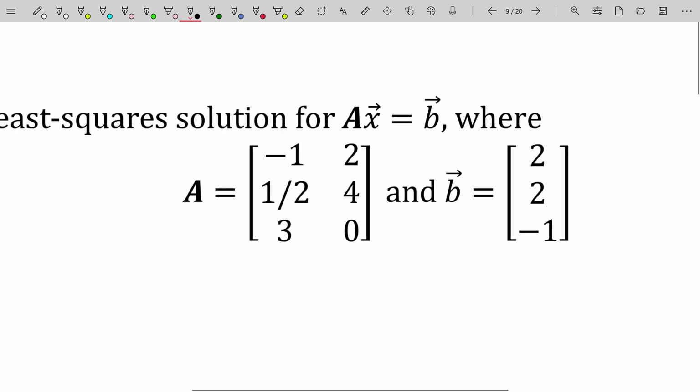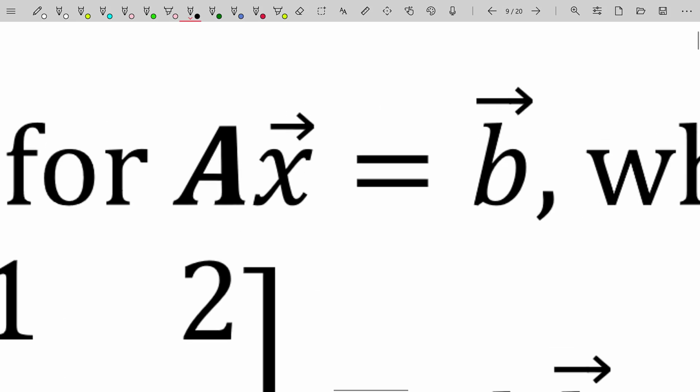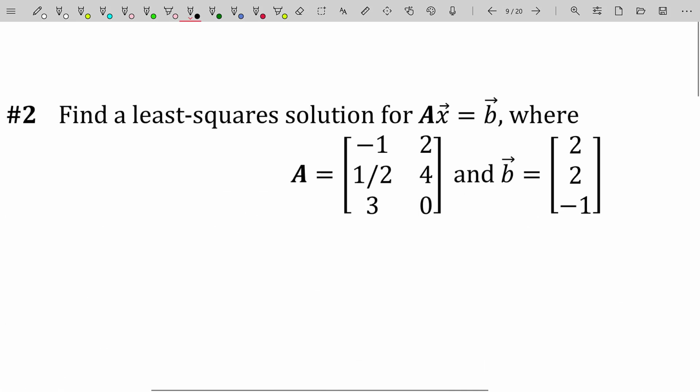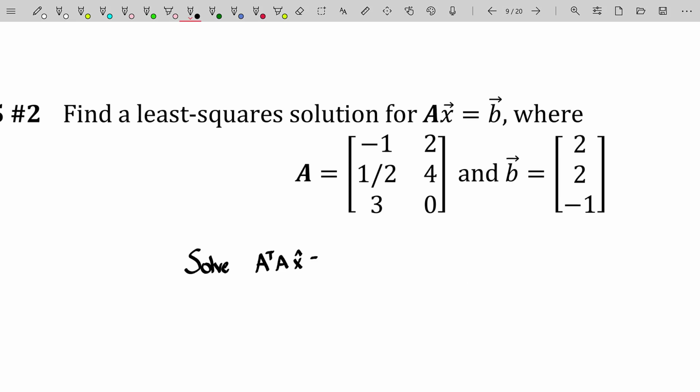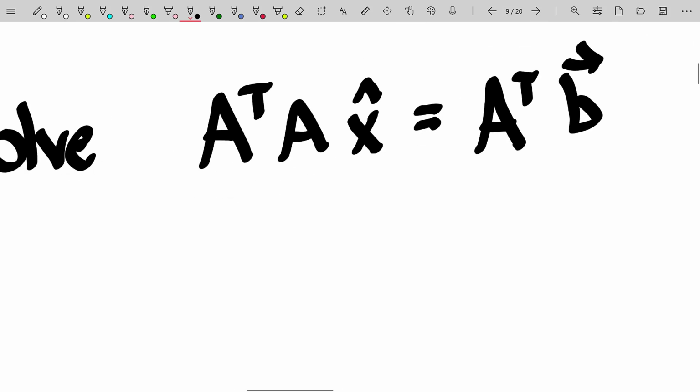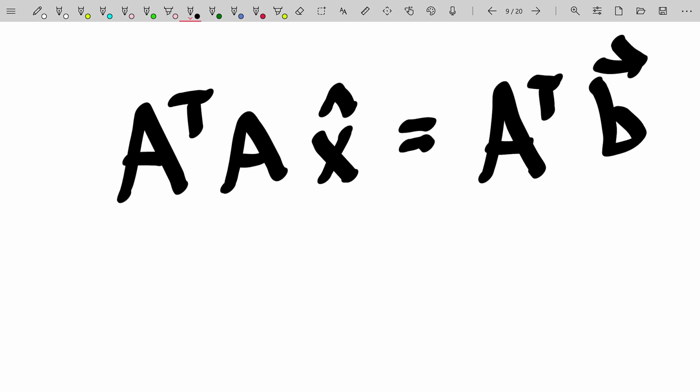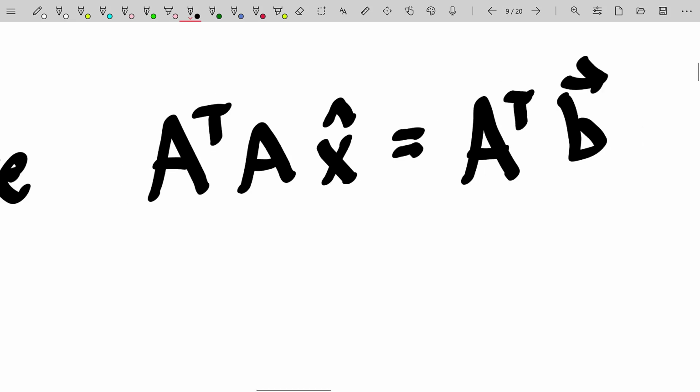Now, the new theorem tells us if we want to find the least squares solution of this, all we need to do is solve A transpose A x hat is equal to A transpose B. And by the way, in a textbook, your author might not write this as A transpose A x hat is equal to A transpose B. They may just say solve A transpose A x is equal to A transpose B. I use x hat here because it's traditional to use x hat when you're finding least squares solutions. So I just note it that way no matter what.